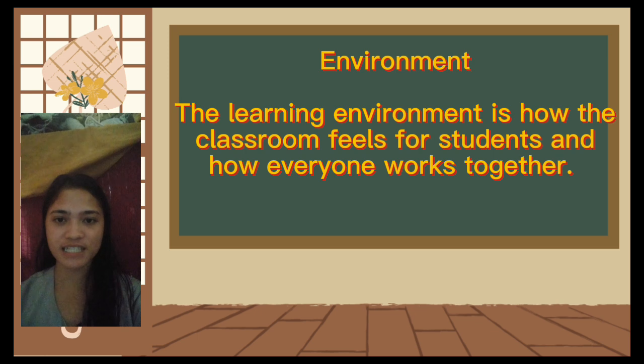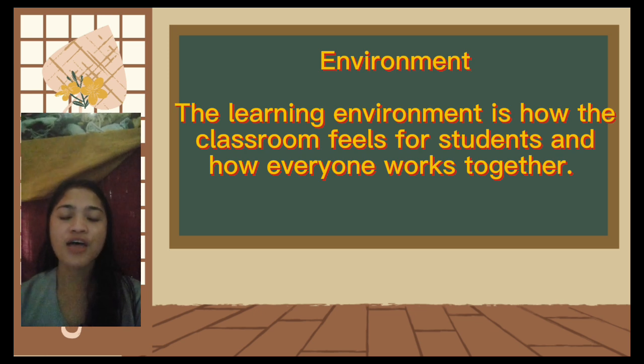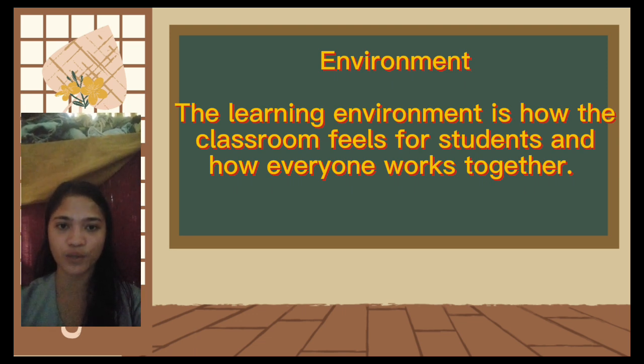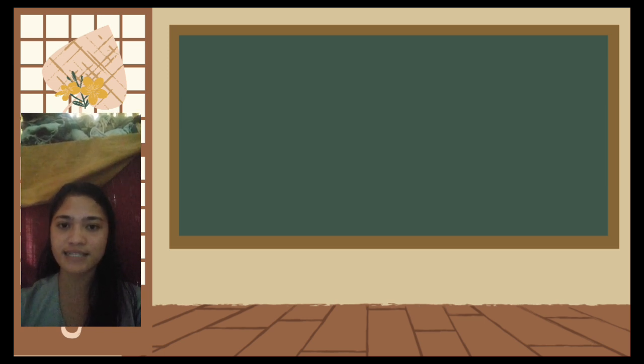And now, let's proceed to the environment. The learning environment is how the classroom feels for students and how everyone works together. These factors also have an impact on learning and offer teachers an opportunity to differentiate the environment and ensure students are successful. Environment differentiation can be as simple as changing how desks are arranged to more intentional changes, such as examining routines or class habits.